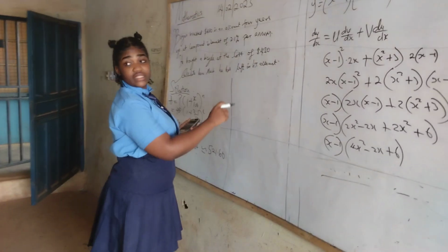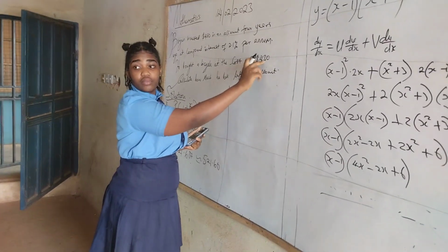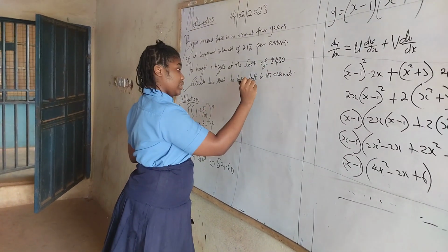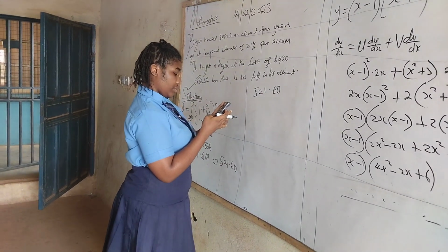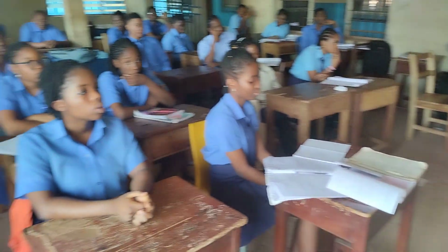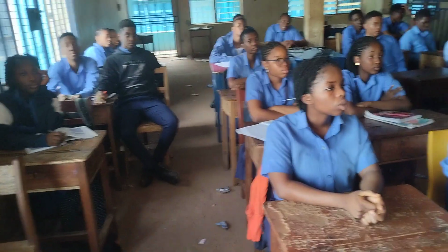Then you are going to subtract the amount you used to buy the bicycle, which is 521.60 minus 480, which is equal to 91.6.